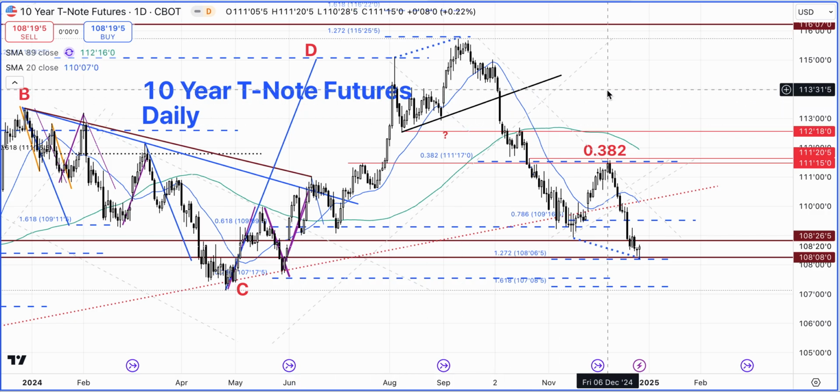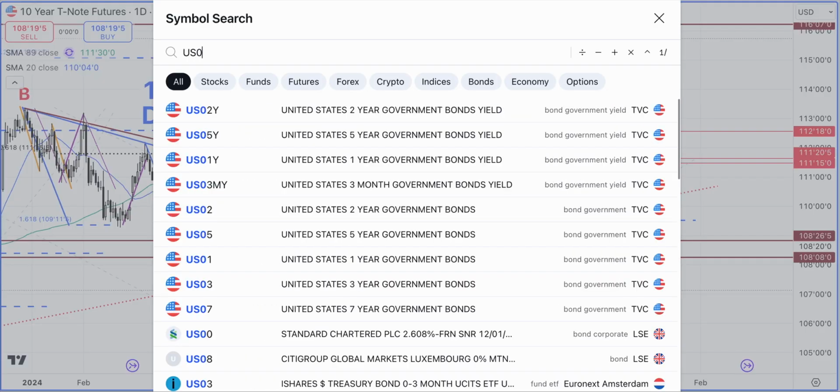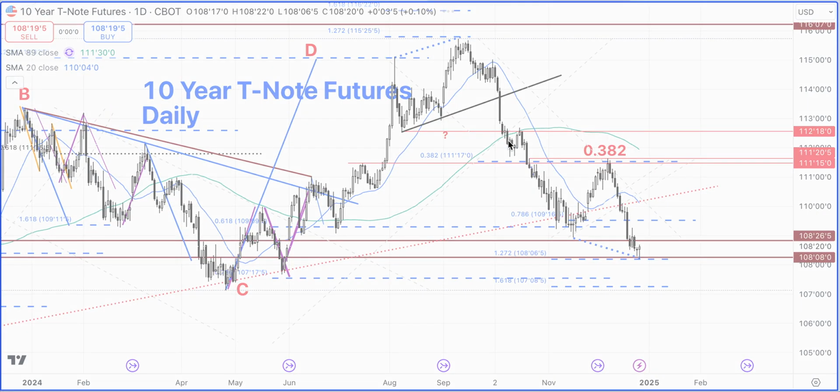Okay, so let's go back to the shorter end of the curve and take a look at the 2-year Treasury note.